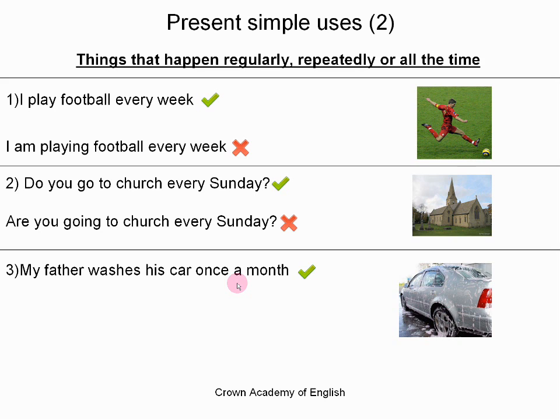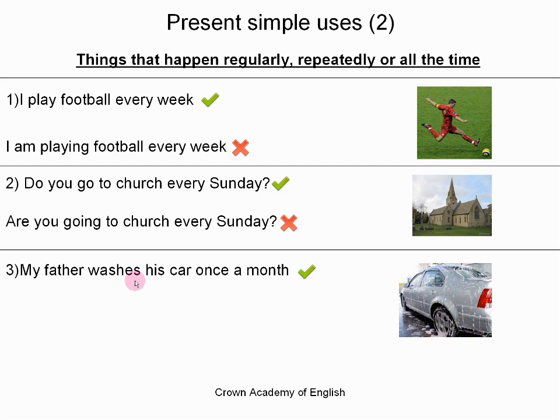And this example, as you can see, we are using the third person singular, and if you remember, this is one of those irregular verbs that we saw on a previous slide. Because the infinitive of the verb ends in sh, for the third person singular we add es. Okay, we don't just add an s, we add es to the end. So my father washes his car once a month.